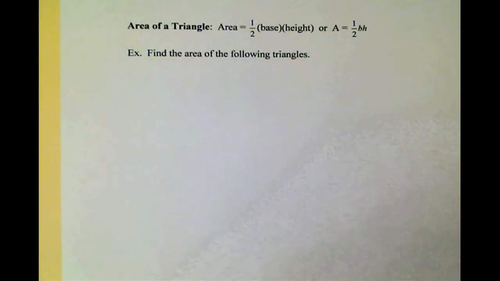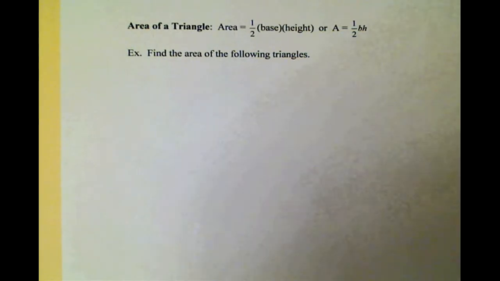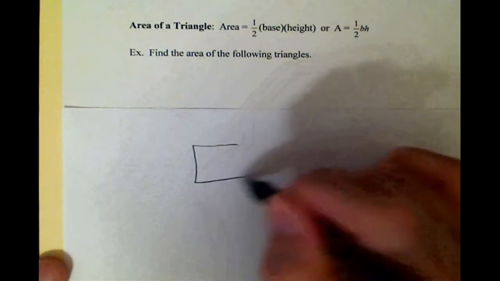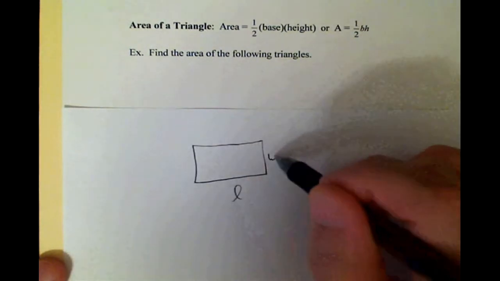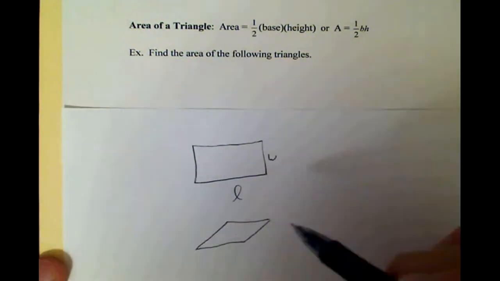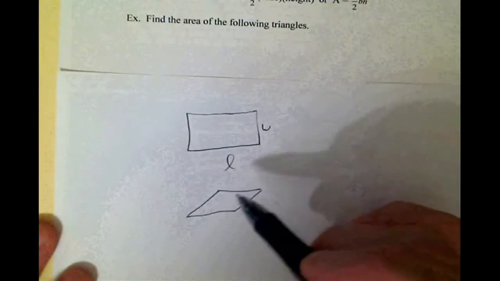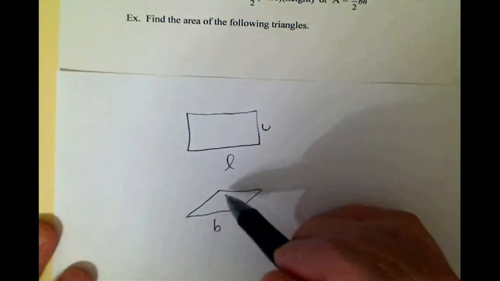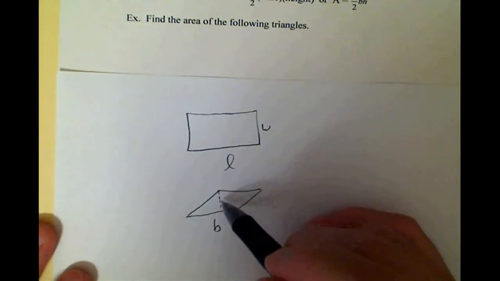Area of a triangle. The formula for the area of a triangle is 1/2 base times height, or A equals 1/2 BH, where B stands for base and H stands for height. Let me give you a quick example of where this formula comes from. Most people know the area of a rectangle is length times width. Now, this lopsided rectangle is called a parallelogram. It works the same way, except we really don't call it length and width, we call it base and height.